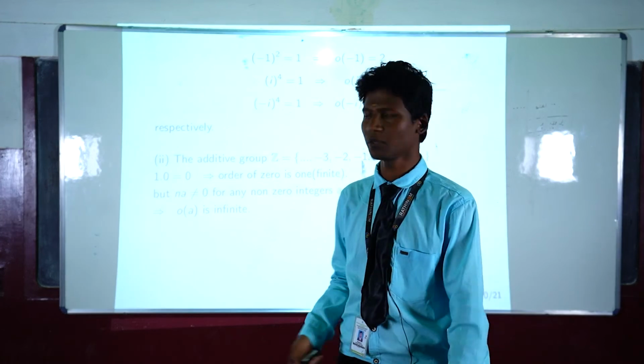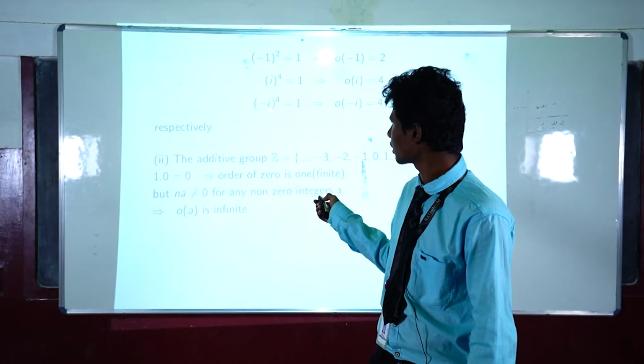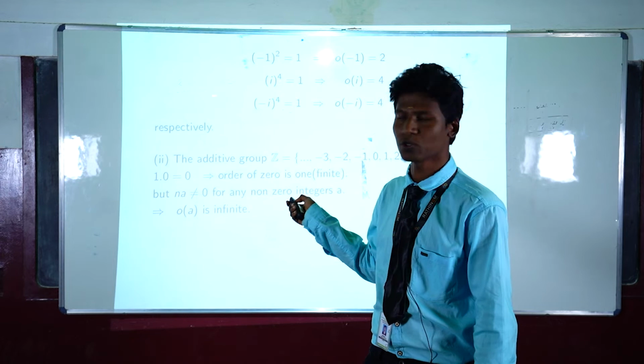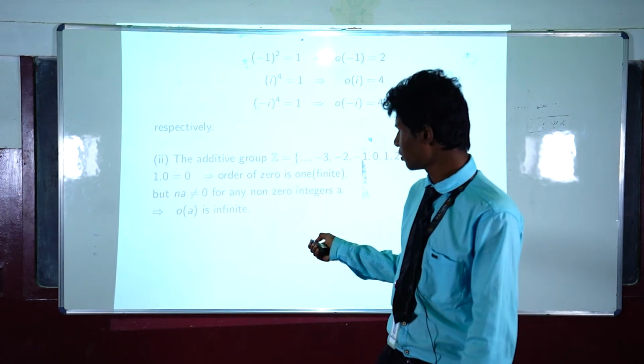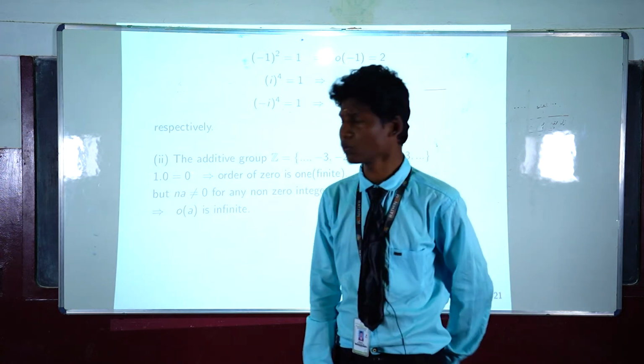Like the same concept, i to the power 4 is 1 and minus i to the power 4 is 1. So the order of i should be 4, and the order of minus i should also be 4. Now we step into the next example. So what is the next example?